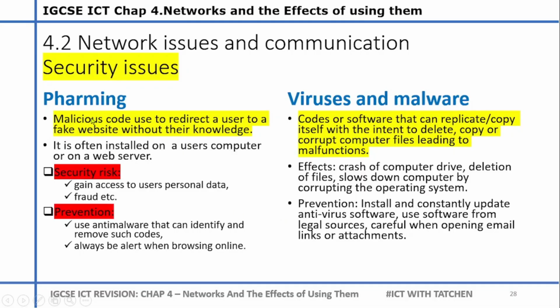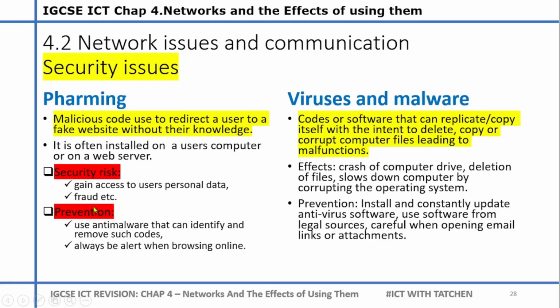Another security issue we have is pharming, which means that people make use of malicious code to redirect a user to a fake website without their knowledge. You just click maybe, and they redirect you to a fake website without you actually knowing. Once that website opens, the system has been compromised. It is often installed on a user's computer or on a web server. Once you open that code and launch it, it redirects you somewhere else and they gain access to your computer. Now, what are the security risks? They can gain access to your personal data as usual. They could steal data and use it for fraud.